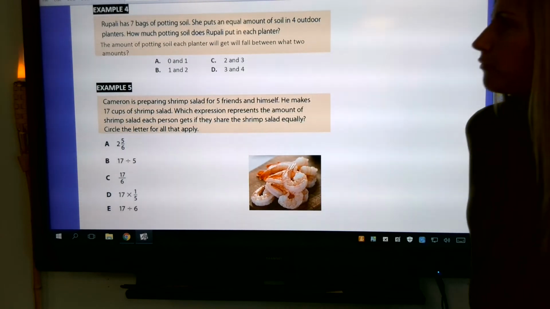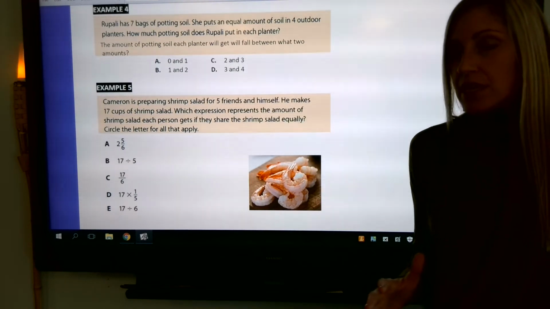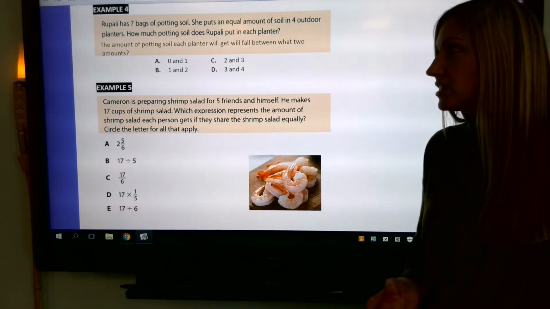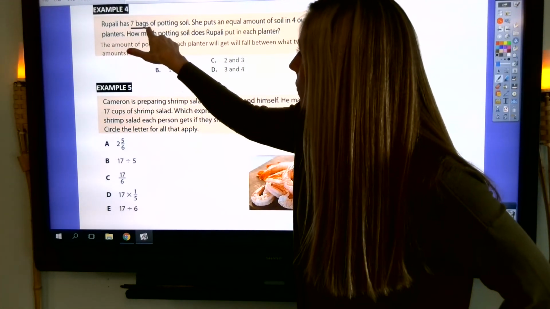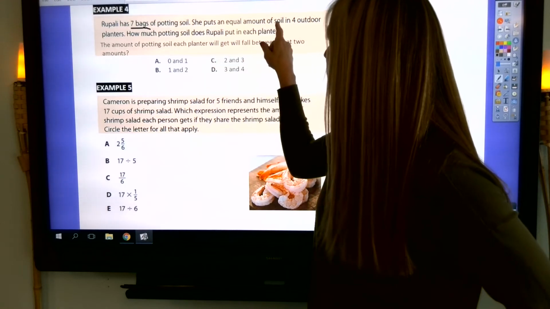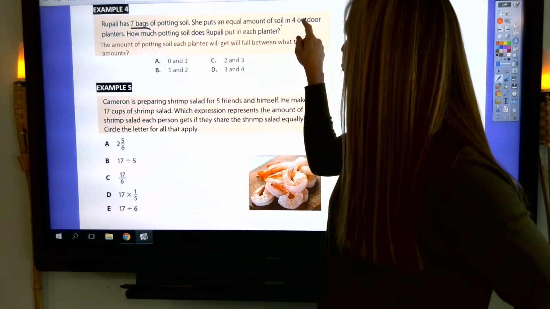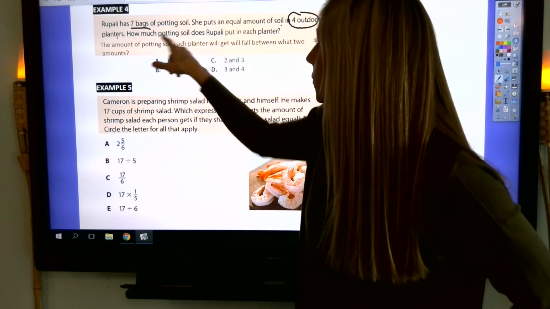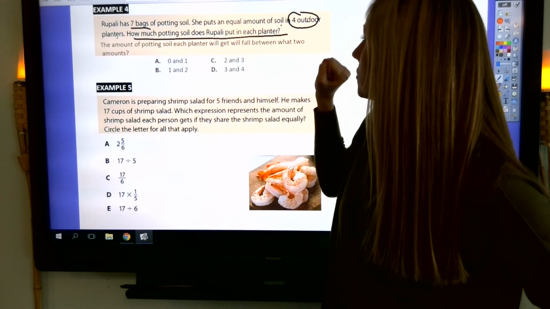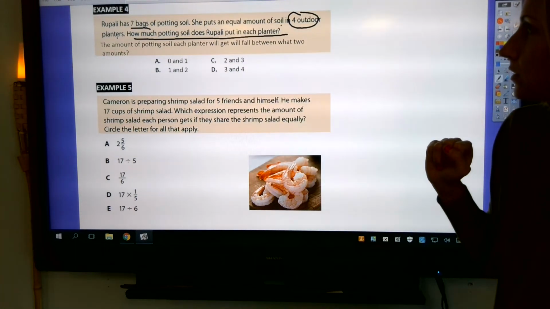Let's check out example 4. So we have a different thinking with our fractions as division. So we have 7 bags of potting soil. She puts an equal amount of soil into 4 planters. How much potting soil does she put in each planter?